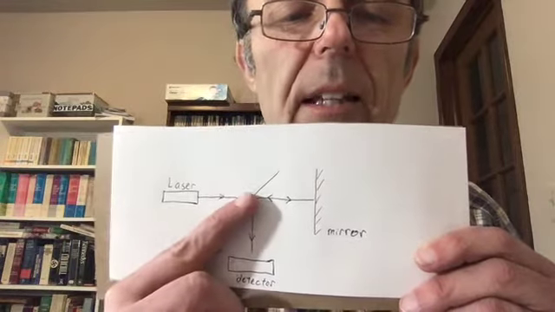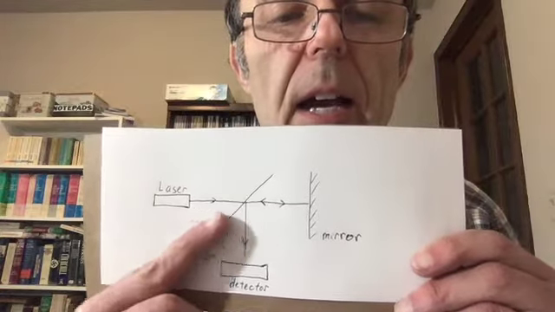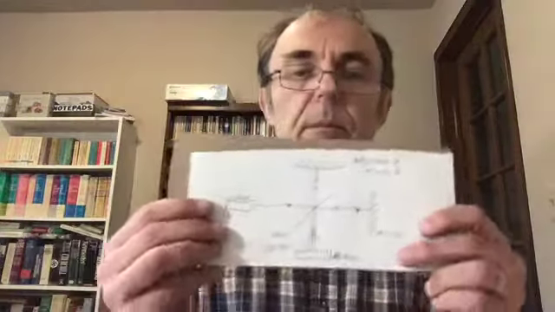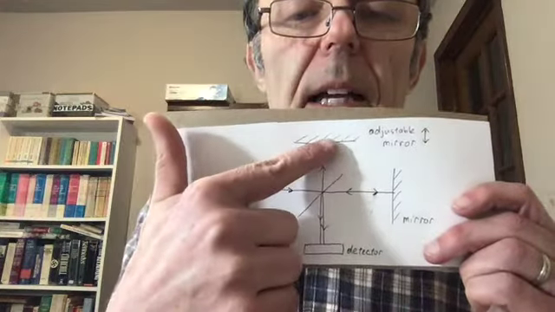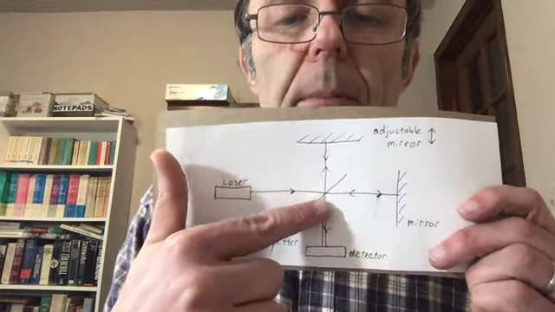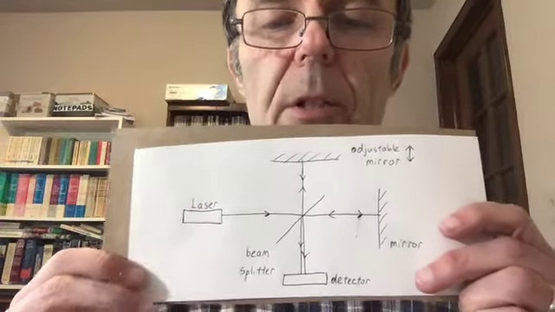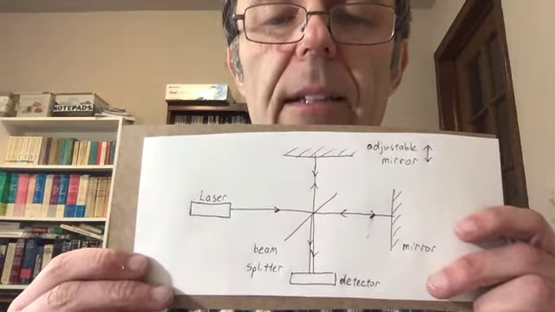What about the light that got reflected off of this beam splitter, coming from the laser and got reflected? What happens to that light? That light's going to come up, it's going to hit this mirror and bounce back, and then pass through the beam splitter and come down to the detector. Now, you see what you have is you now have two beams of light coming down and hitting the detector.